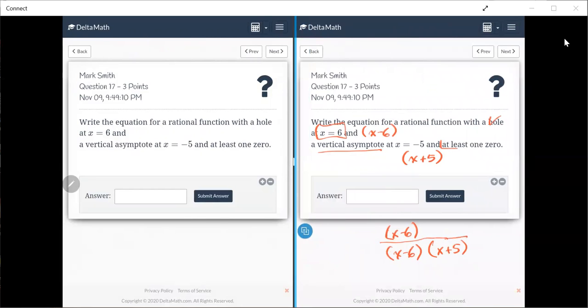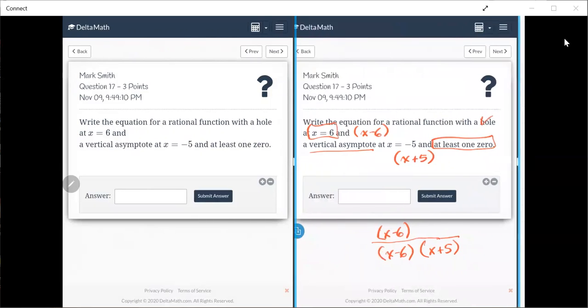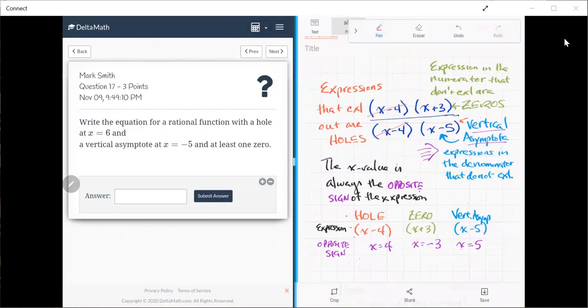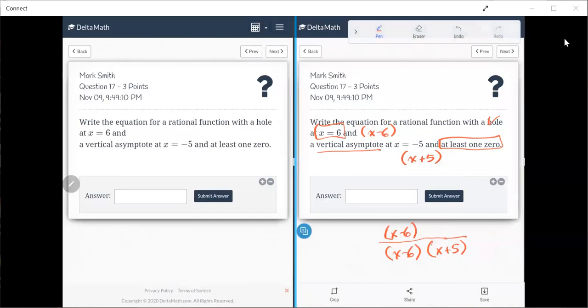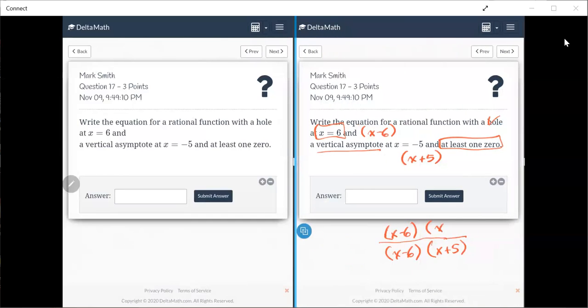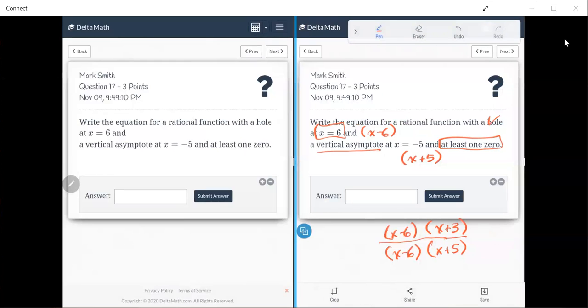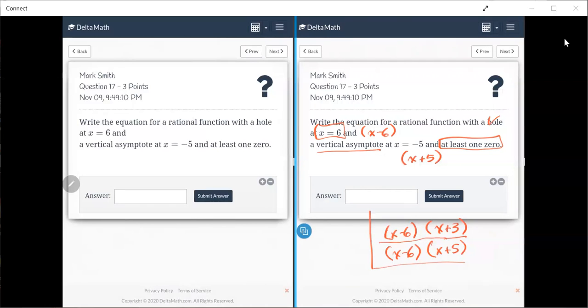And then it says at least one zero. So what's a zero? A zero is an expression in the numerator that is not canceled. In this case, it's x plus 3. It could be anything, and this doesn't give us any special numbers, so we'll just put x plus 3. We could have put x plus 1 or x by itself, any of those things. And so that's going to be your answer.